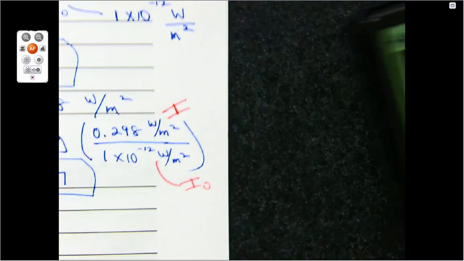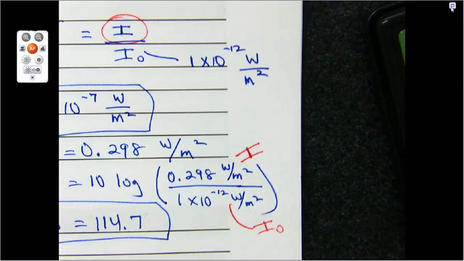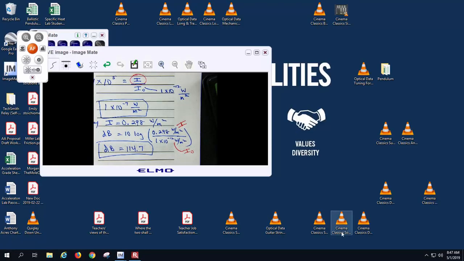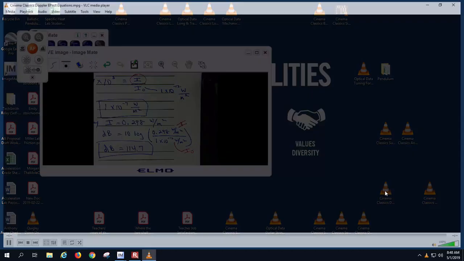All right. I've got a YouTube listing here. Here's Doppler and shockwave. We're going to look at this first.